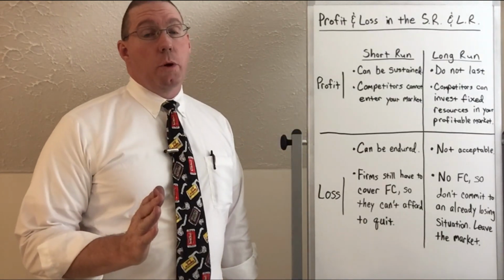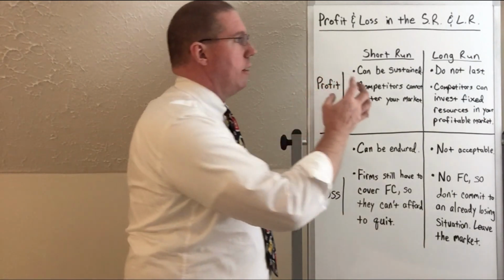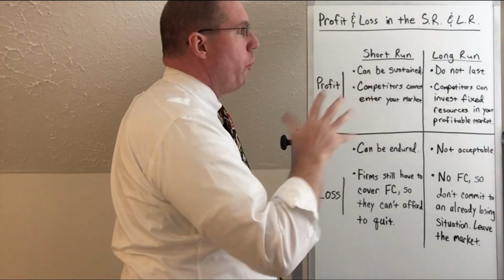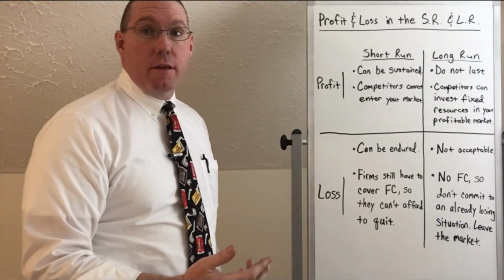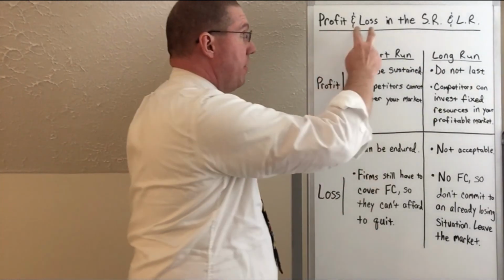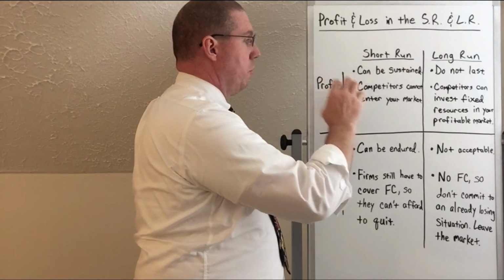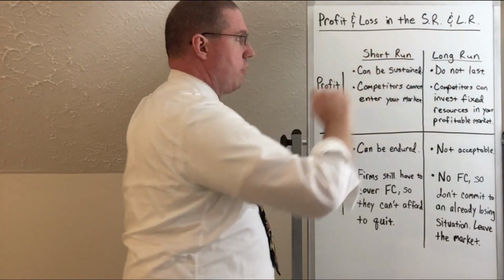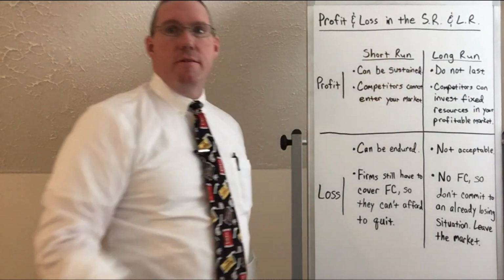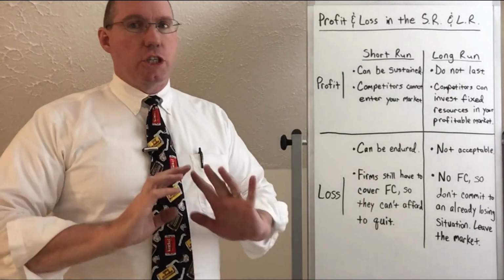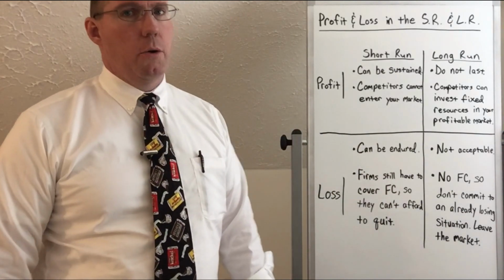All right, so the last thing that we're going to talk about is how the short run and the long run change the way a firm looks at the profit and loss that they are experiencing in their business. So we've got profit and loss in the short run and long run. Let's talk about profit first, and first we'll address it in the short run. In the short run, if a company is profiting, that profit can be sustained. They can just keep doing business and earning that positive profit, just keep scooping it in.